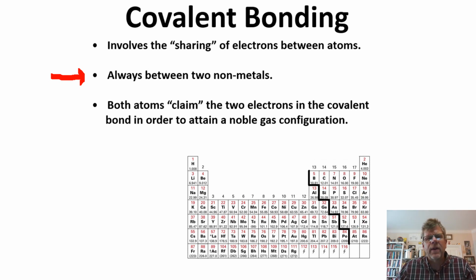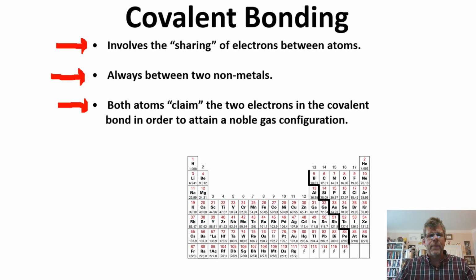Now, whereas ionic bonding involved complete electron transfer between the two partners taking part in the ionic bond, covalent bonding actually shares electrons between atoms, meaning we can share electrons so that each atom forming a covalent bond can claim them in the formation of an octet or a noble gas configuration, as written here. Both atoms get to claim the two electrons in the covalent bond in order, as always in chemical bonding, to attain that noble gas configuration. Doesn't matter what type of bonding we're talking about, it's all about providing the participants in that chemical bond a noble gas configuration which it can use.